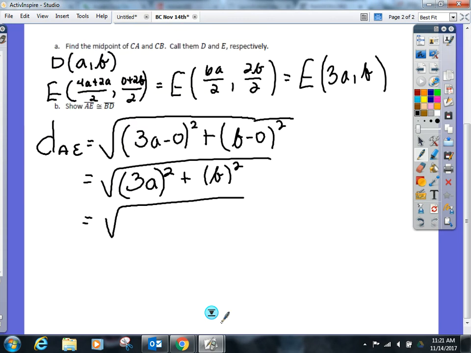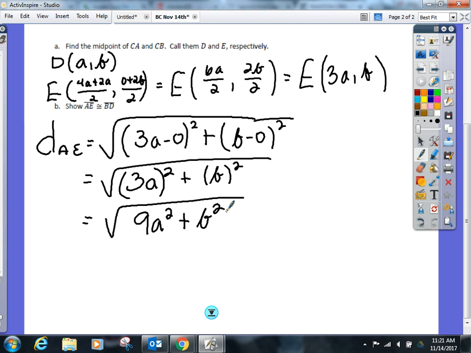Keep going with me. This is something I know you did last year. I'll call your teacher up if I need to. 3A all squared, 9A squared plus B squared.